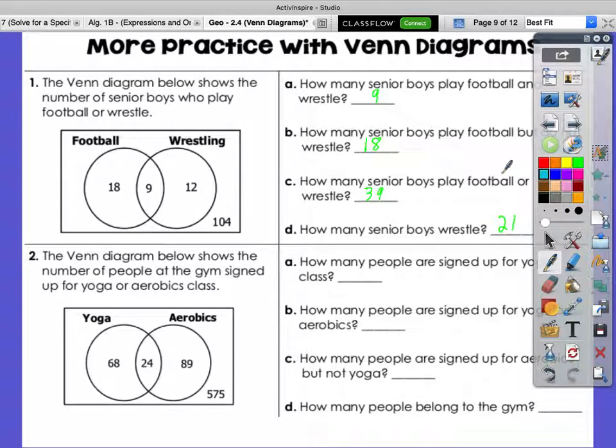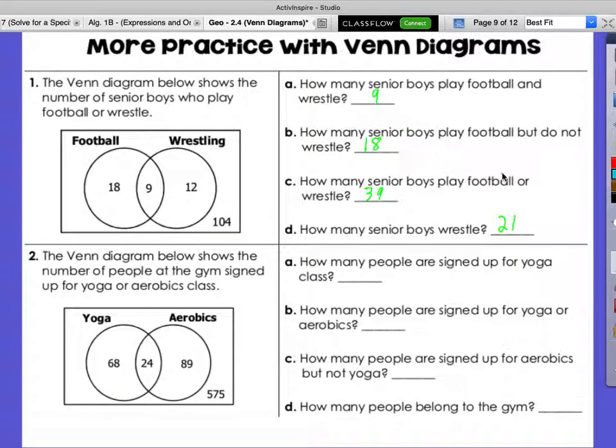Second Venn diagram here. How many people are signed up for yoga class? 92. Just kidding, because we're doing 68 plus 24. I'll write that above there. How many people are signed up for yoga or aerobics? 181. We can take the 68 plus 24 plus 89. Since we already know how many are doing yoga, we can just add how many are only doing aerobics. So you could have done 92 plus 89, you get 181.